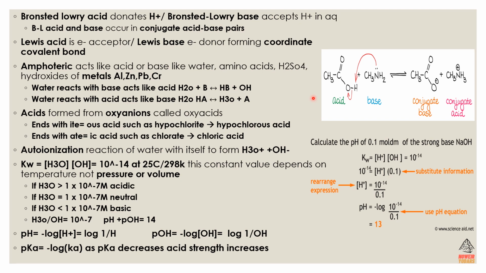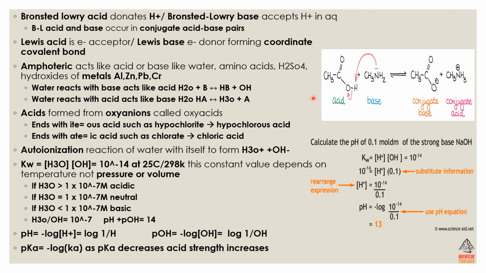If it's equal to that, it's neutral. If it's less than that, or 1 times 10 to the power of negative 7 is more than it, it's basic. And then this is depending on H3O, so hydronium divided by hydroxide is equal to 10 to the power of negative 7. And then pH plus pOH is equal to 14. How do we calculate pH?